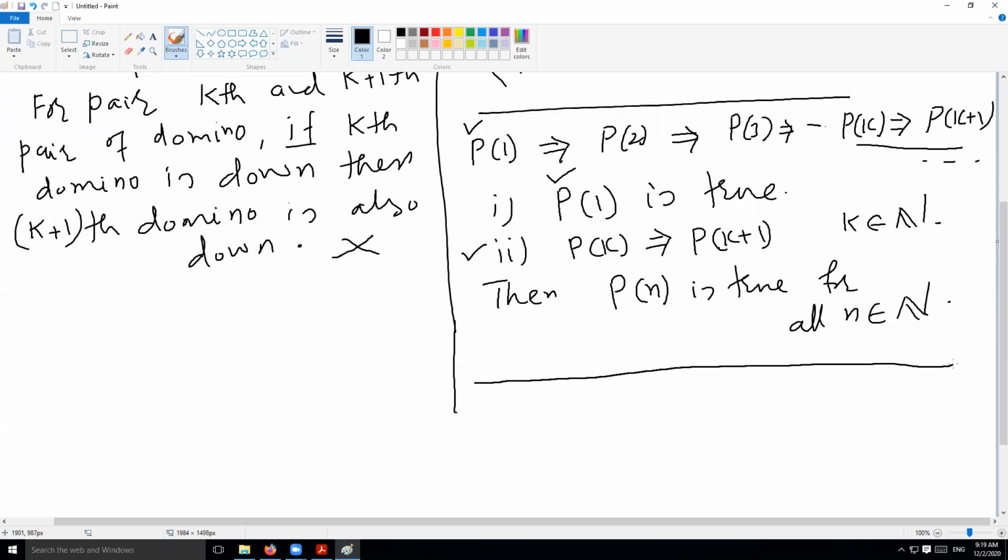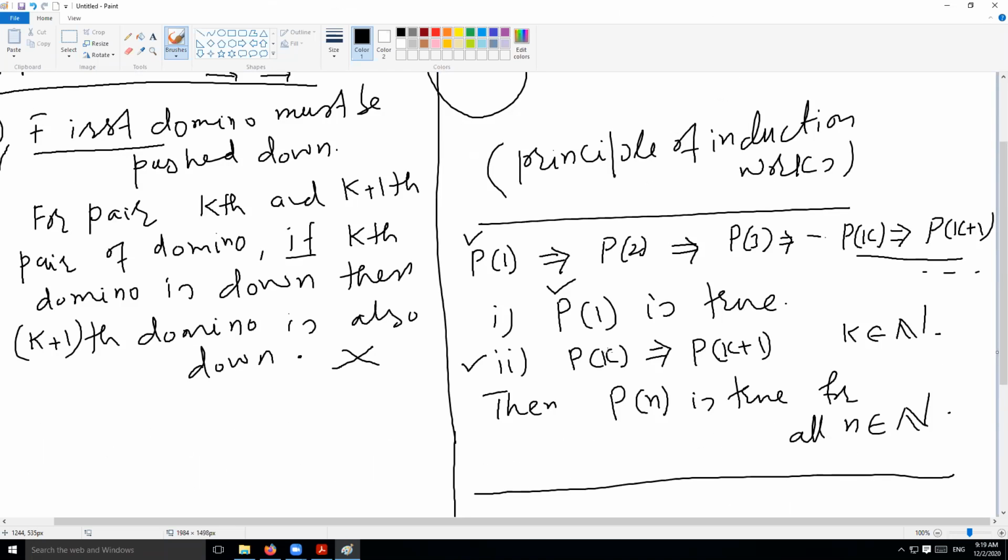Principle of induction is really an if-then statement actually, in which you have to verify these two conditions. First, that the P of 1 is true, and then you have to verify that if you assume the kth statement to be true, then it implies the k plus 1th statement actually. So if these two conditions are true, then the P of n is true for all natural numbers actually.